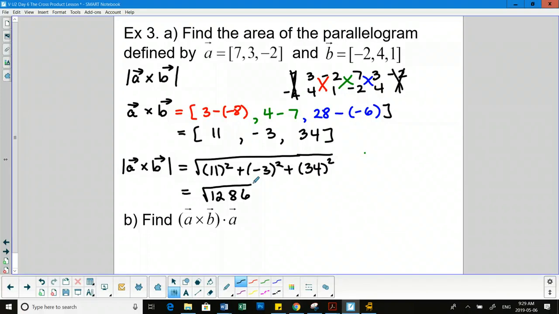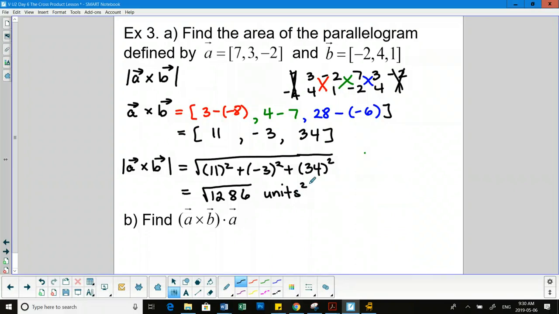Can we reduce this radical at all? A lot of your calculators, I think, do this for you, but you can check and see if 16 goes in there or 4. Is this final? Okay, so this is going to be, we don't have units, but this is units squared.